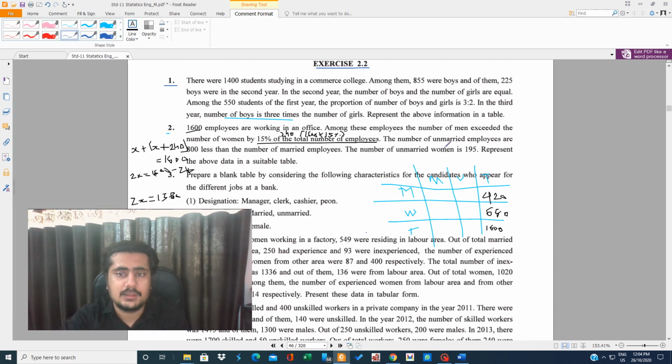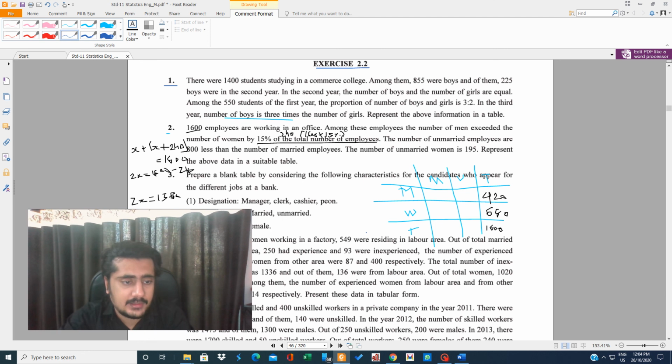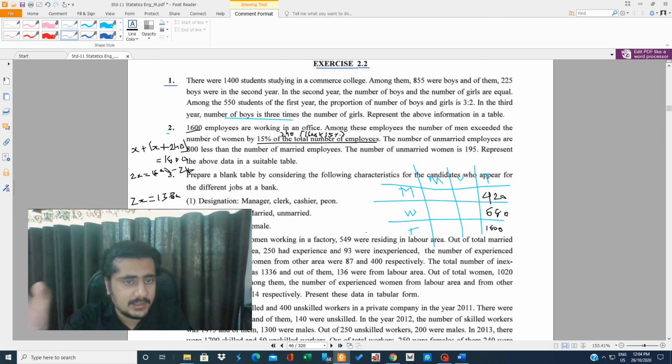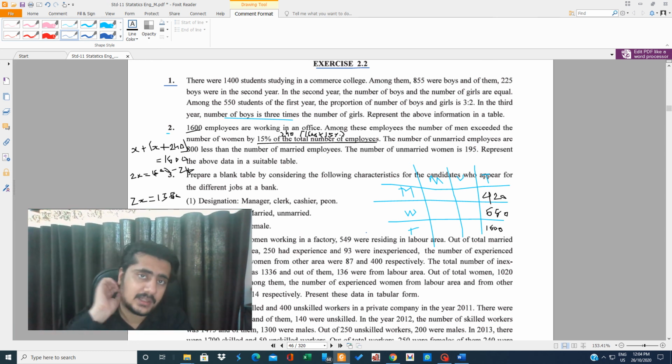Okay, they told you that men exceeded women by 240. Then the number of unmarried employees is 800 less than the married employees. Suppose married is X, then unmarried is X minus 800. See how I am forming the equation? This only will solve the question, nothing else. They are telling that a total of 1600 employees are there. Unmarried are 800 less than the married. Suppose married is X, unmarried is X minus 800.